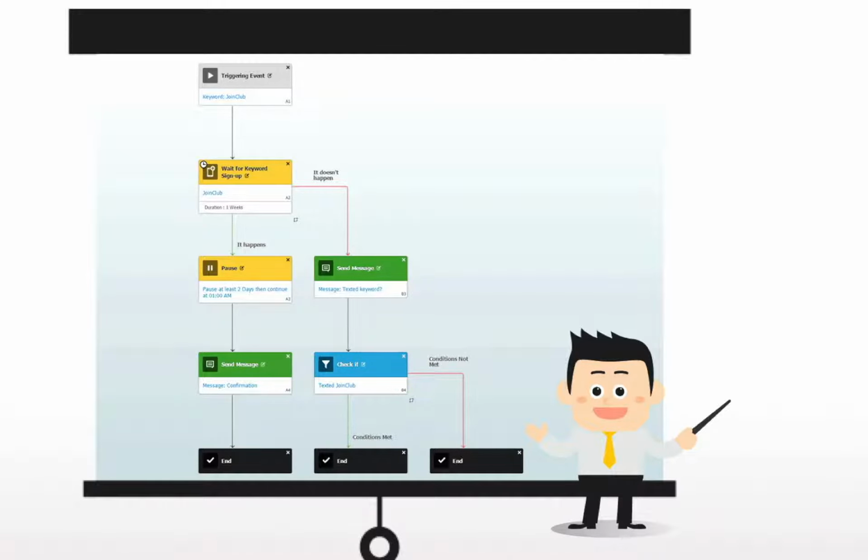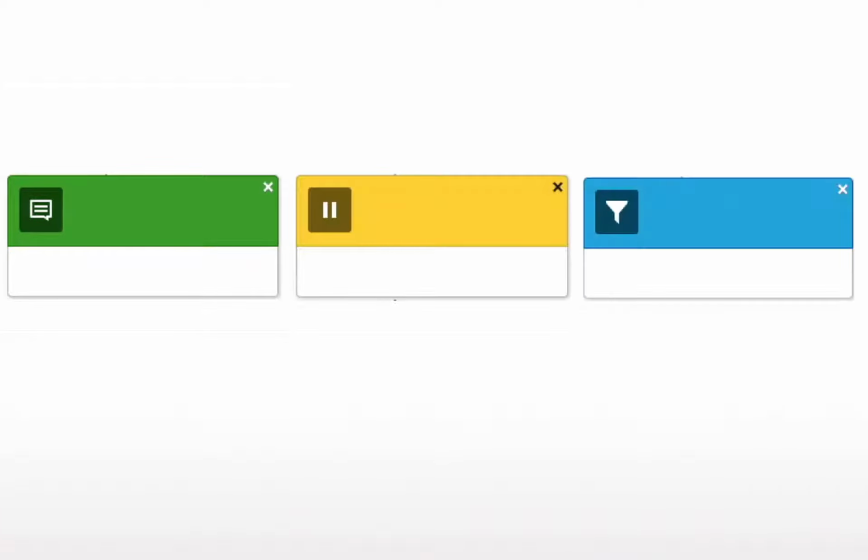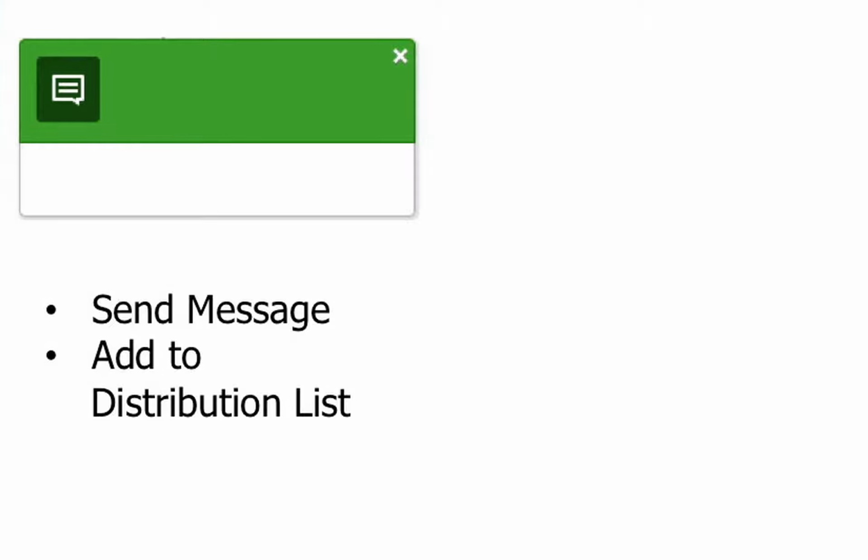And that leads us to our next topic, the components that make up an AutoCampaign. Every AutoCampaign is made up of three types of tiles: actions, timers, and filters. Here's what you can do with them. Actions, which are green tiles, are performed by the system. They include things like sending a message and adding a contact to a distribution list.